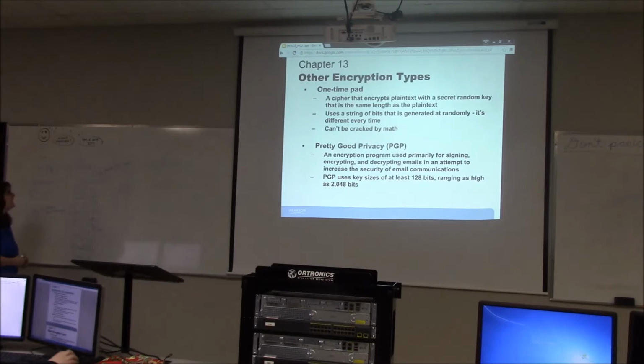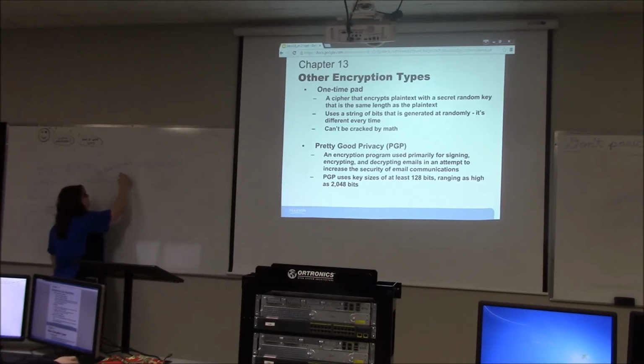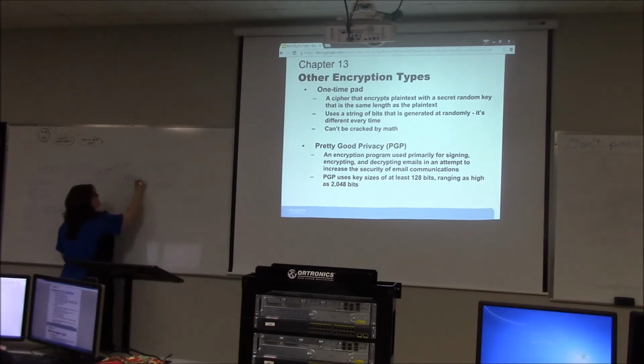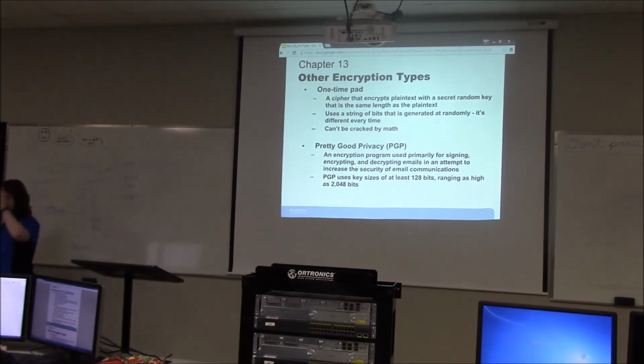Some other encryption types. We need another category: other. These are ones that don't particularly fall into one or the other. A one-time pad is something that cannot be cracked by math. It's only used once. The key is random. There's no mathematical computation that goes into it at all. It just generates a string of bits and uses that for encryption. Different every single time. New key every time you run it.